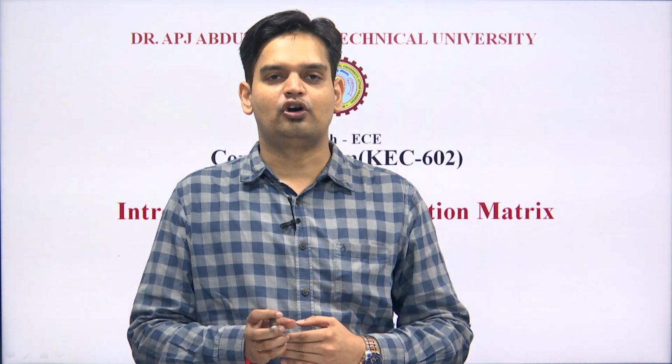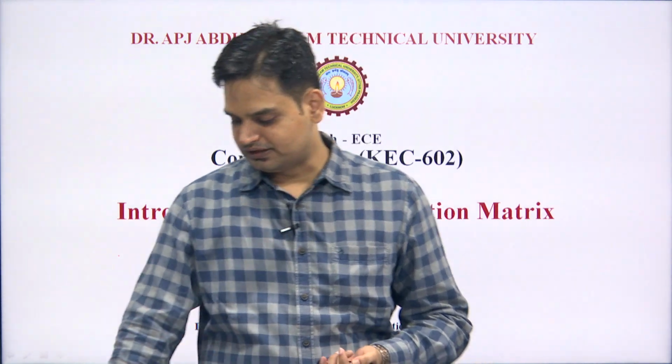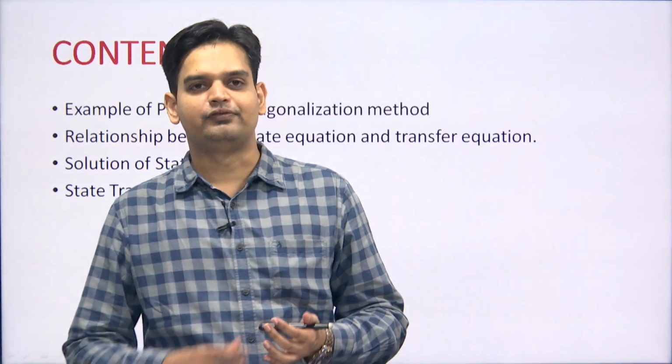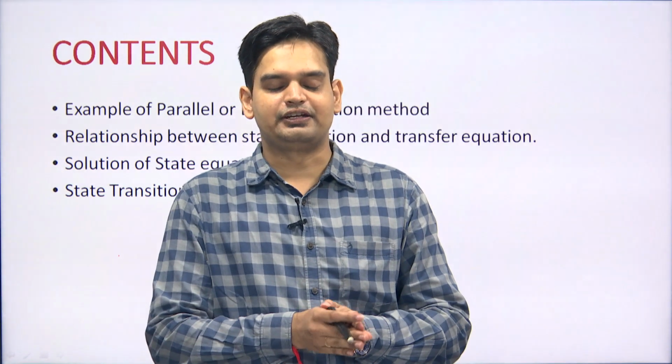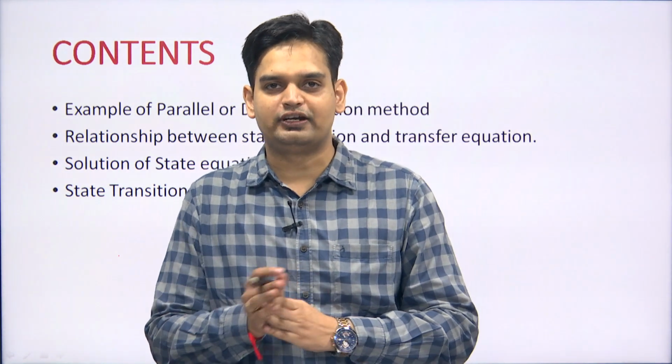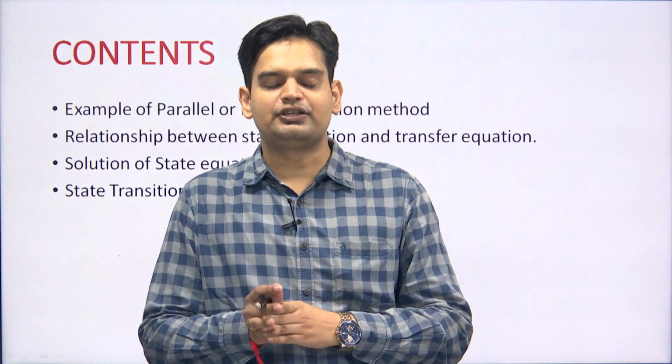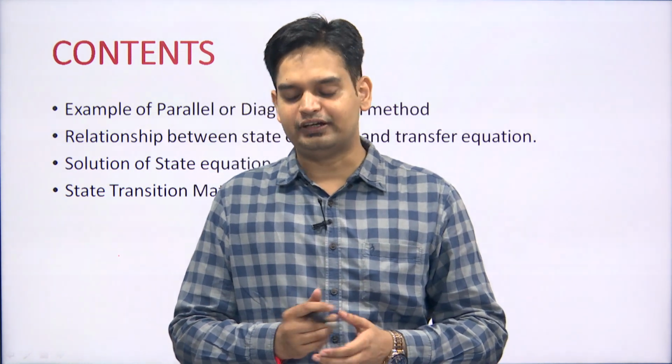Last time we had seen the CCF, the controllable canonical form, the OCF, the observable canonical form, then the cascade form, and then the parallel method to represent the state space variable. Today we will start with an example of the parallel method that we discussed last time. We will take an example to understand how to model it and what the basic importance of the parallel method is, in today's lecture.